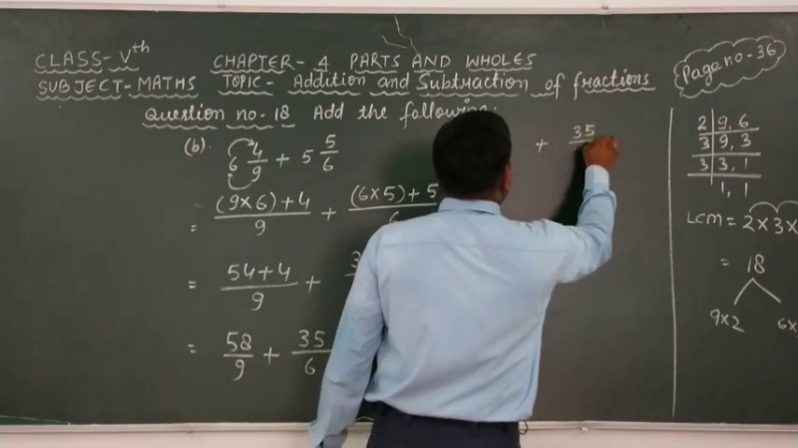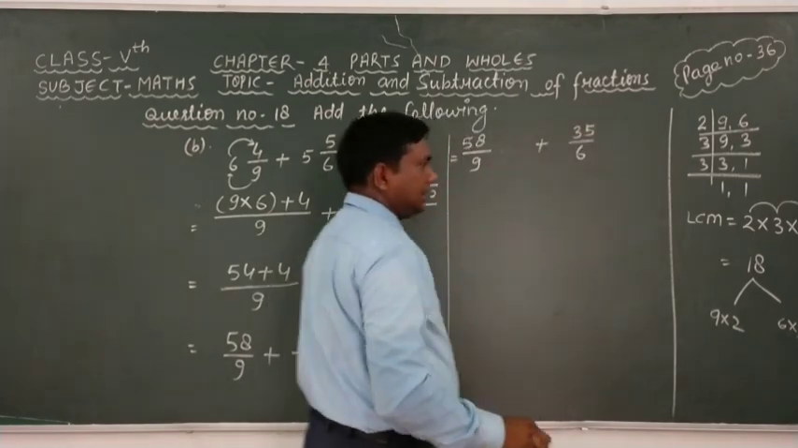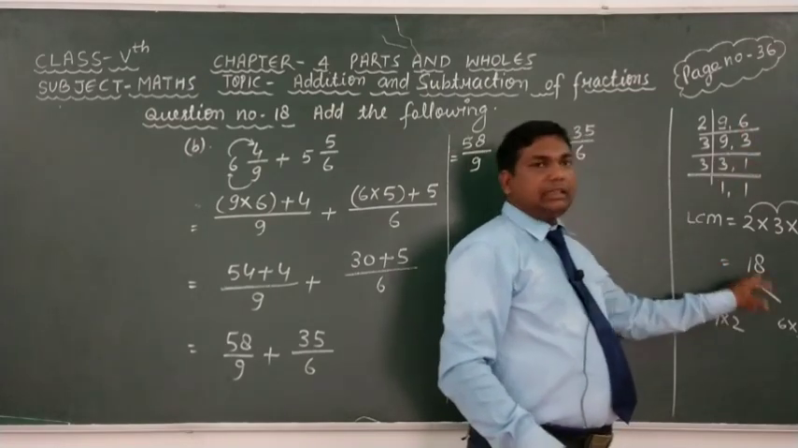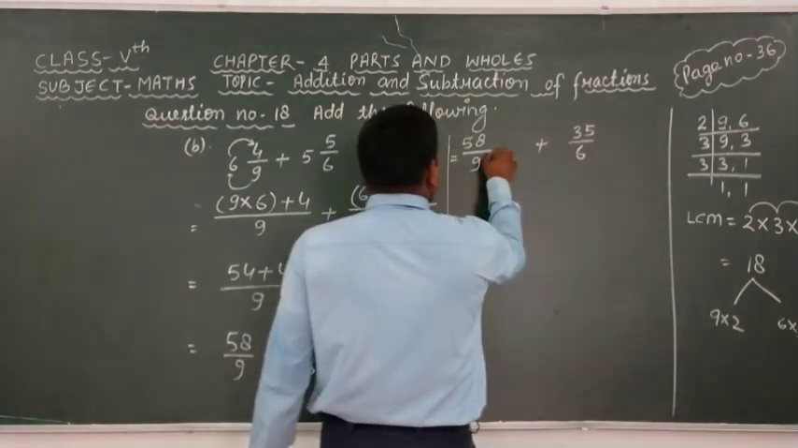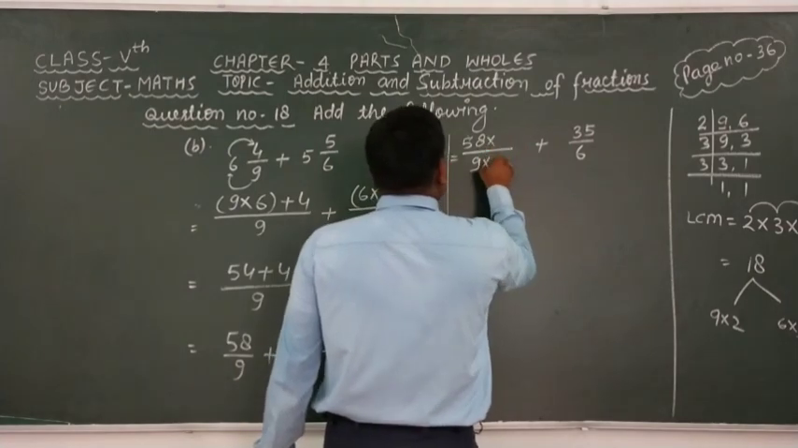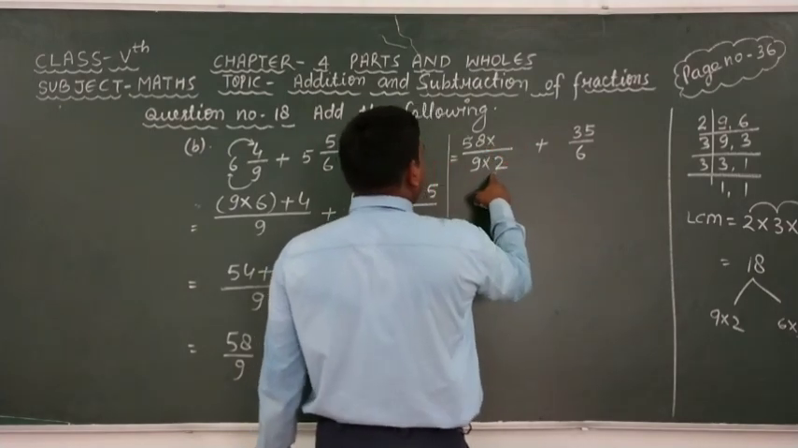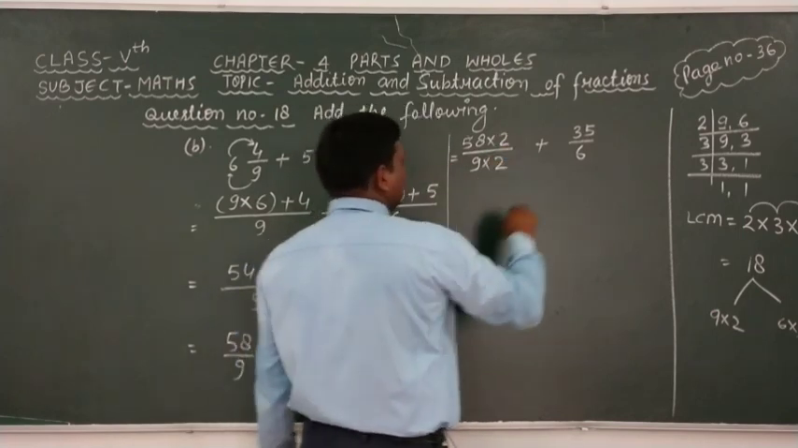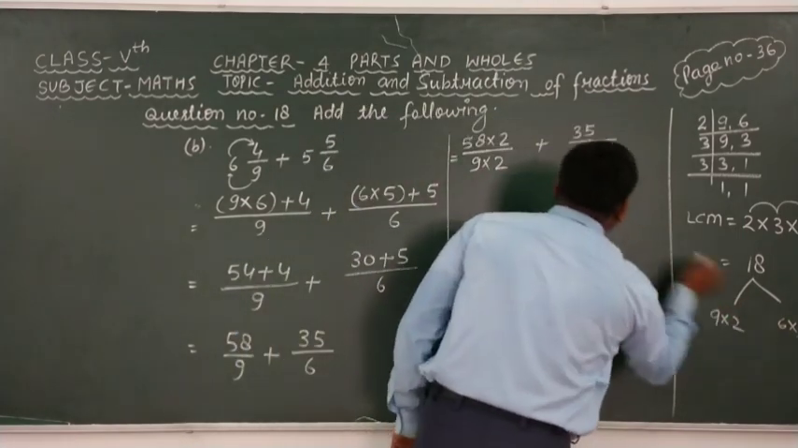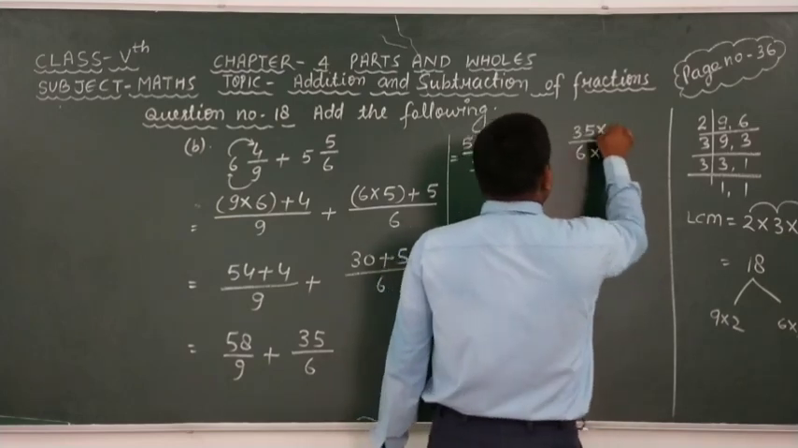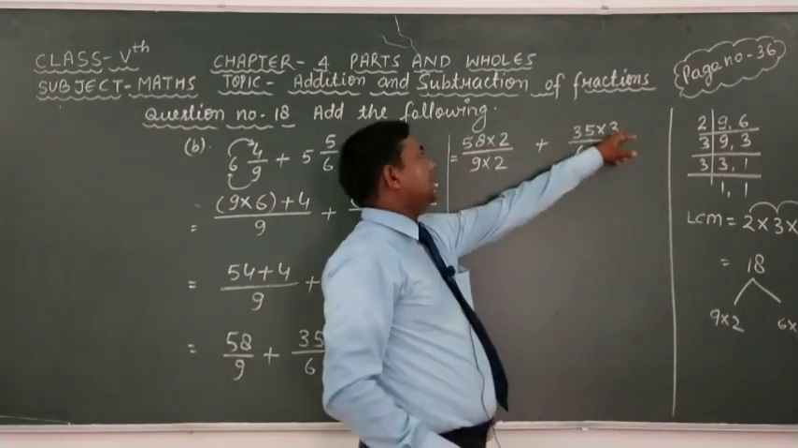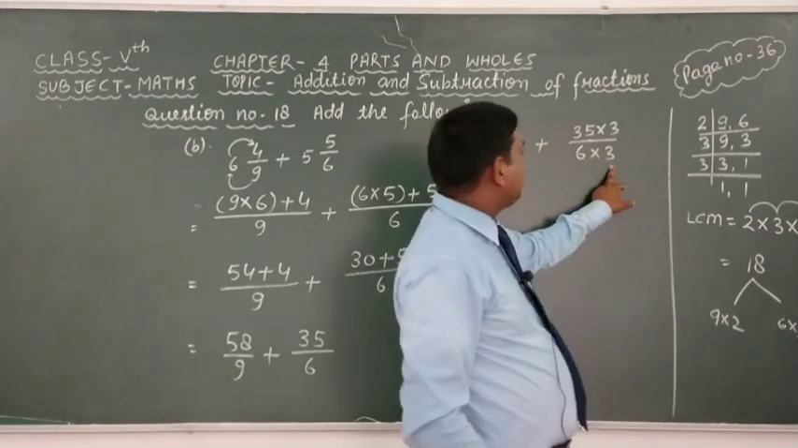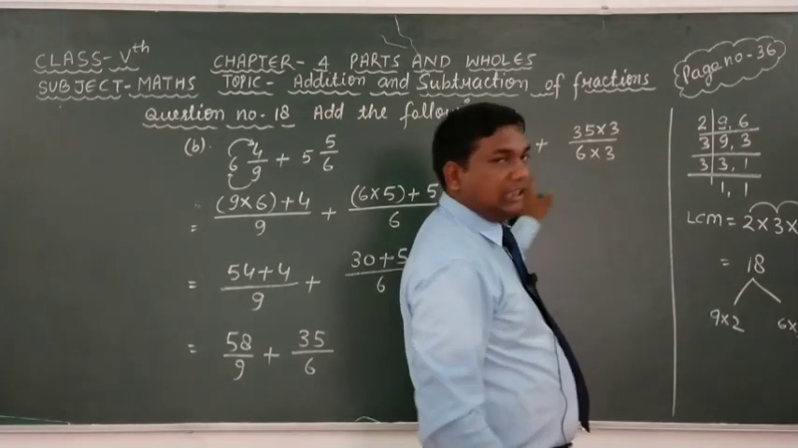35 over 6. Here we get the LCM of 9 and 6 is 18. Therefore 9 times 2 is 18, so we take the multiplication of 2 in numerator and denominator. Similarly 6 times 3 is 18, so we take the multiplication of 3 in numerator and denominator for finding the same denominators.